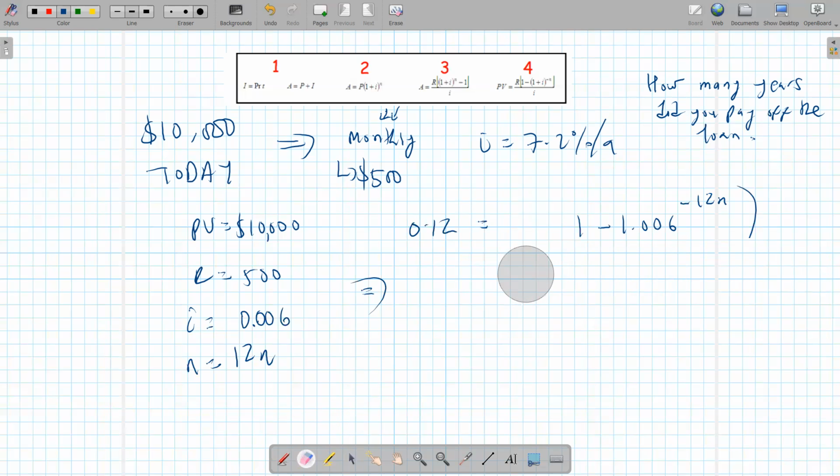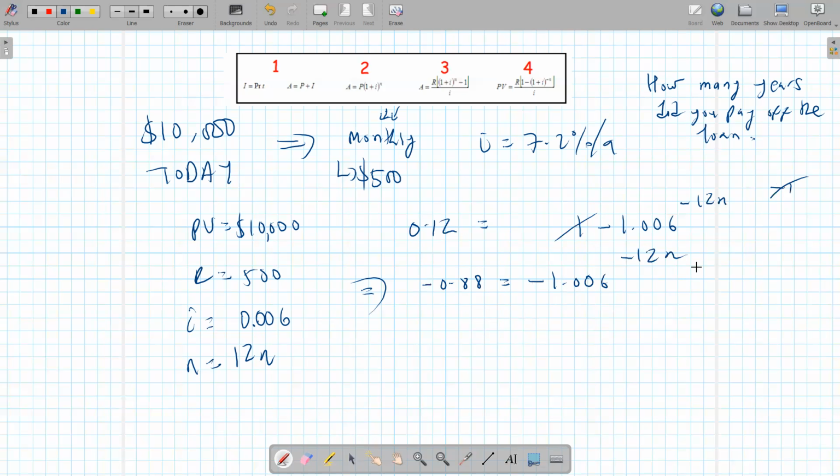You can get rid of the bracket, because it doesn't change anything. You add 1? No, you subtract. Because if you add 1, you'll get 1.12 here, and you'll get 2 minus something there. You subtract 1, so this cancels out with this. 0.12 minus 1 is negative 0.88 equals negative 1.006 to the power of negative 12n.